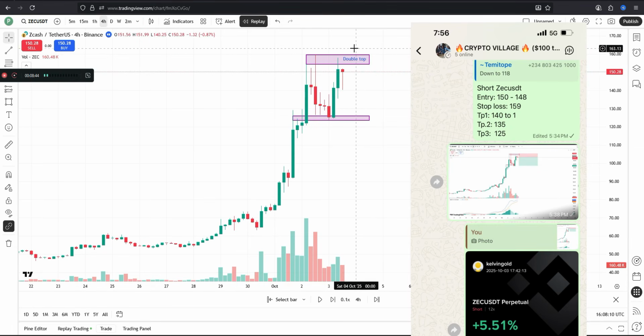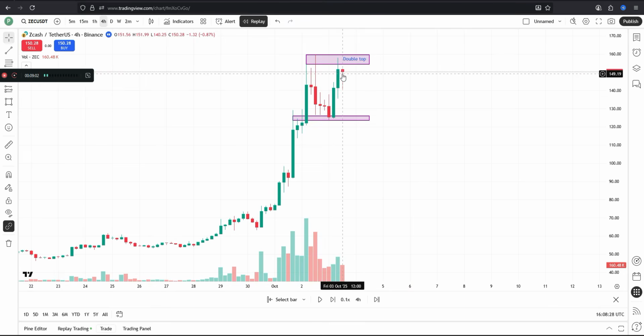Now, how did I get the number of shorts? ZEC entry 150 to 148, stop loss 159, first take profit at 140, second take profit at 135, and the last take profit at 125. Let's start with our entry level. This is the entry level, and I was expecting the market to close at this region. So this here would be my entry level.